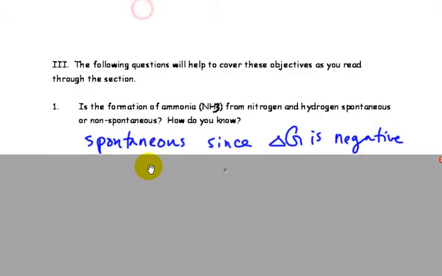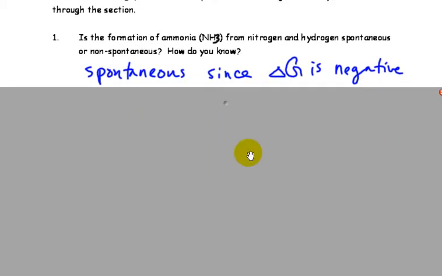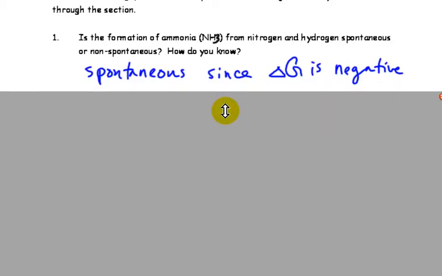So first thing, the formation of ammonia. In the textbook they talk about the equilibrium of ammonia and nitrogen and hydrogen gas. It turns out it's a spontaneous reaction because we get a negative delta G value, and we talked about that in Unit 3.